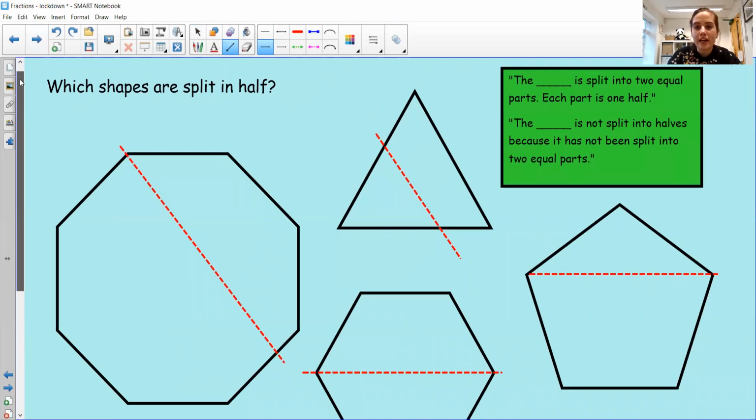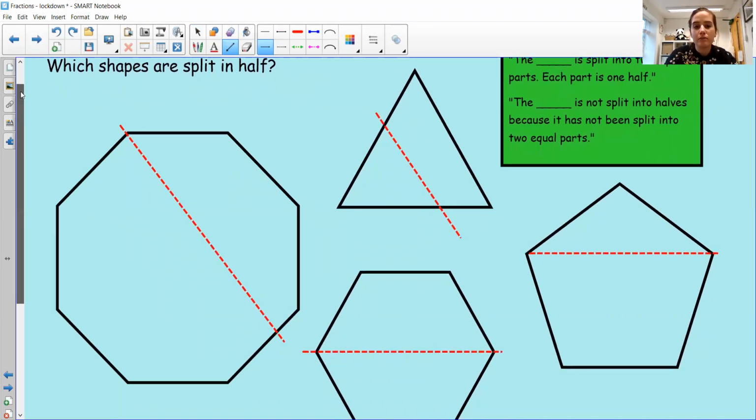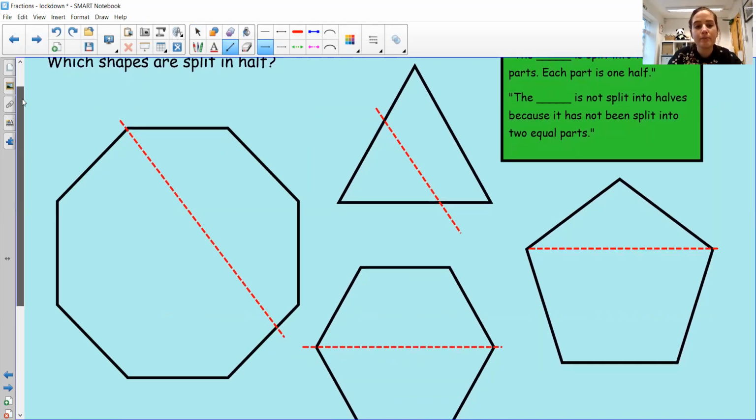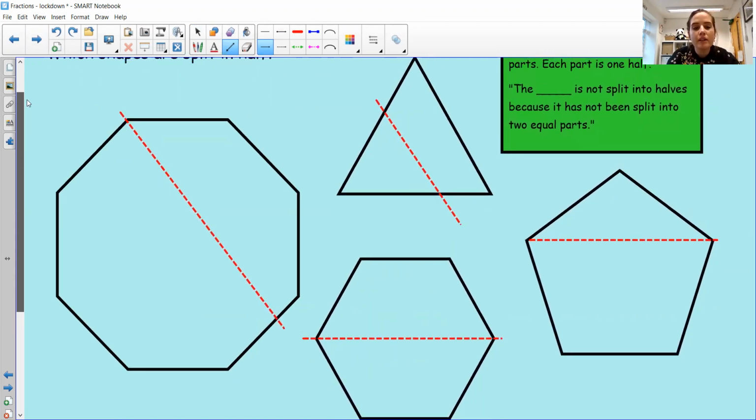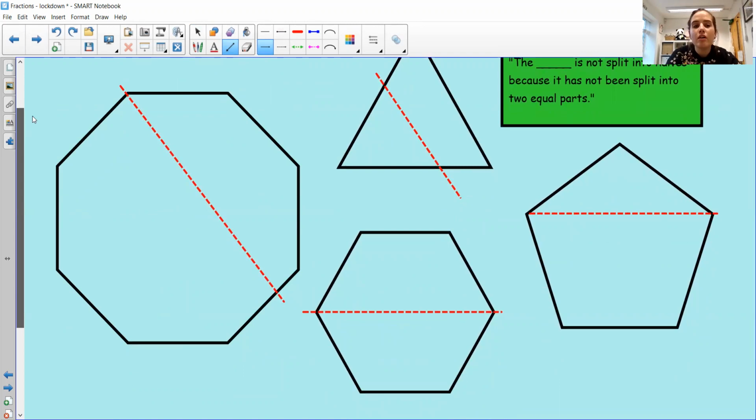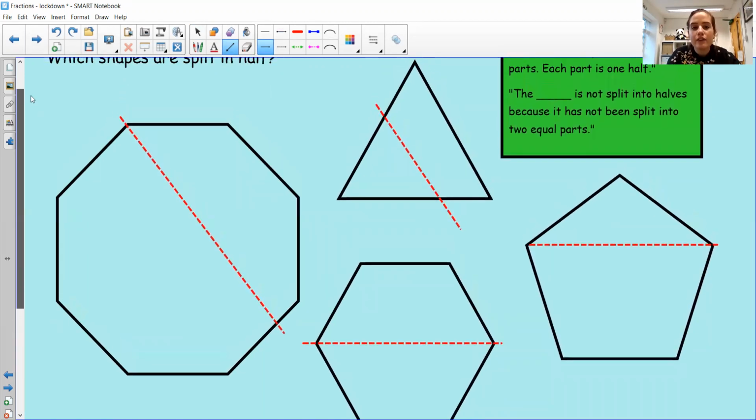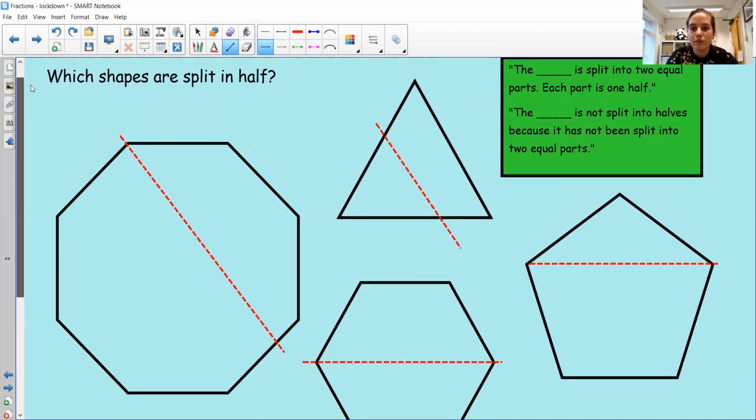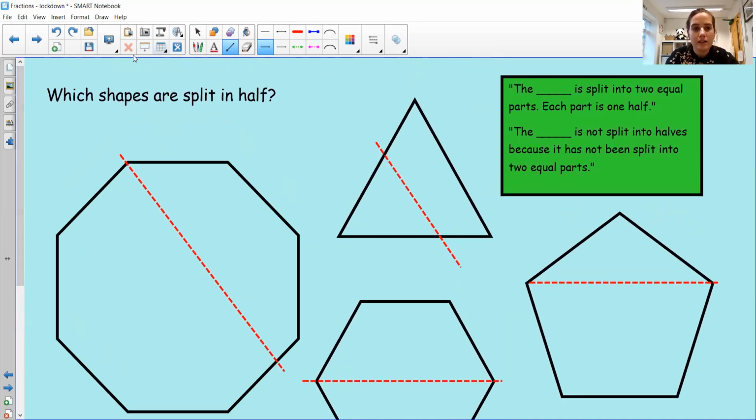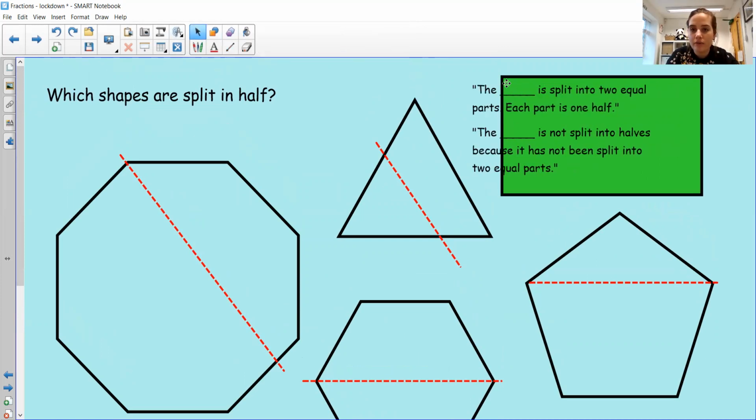Okay, so let's look at our shapes. We know this. We've got 2D shapes from last week. We've got our pentagon. Okay, we've got a hexagon. We've got our triangle. So I would like you to look and see if you think each of these shapes are split into half or not. And up here, let me see if I can move this, because I'm aware that my camera will probably be in this top half of the screen.